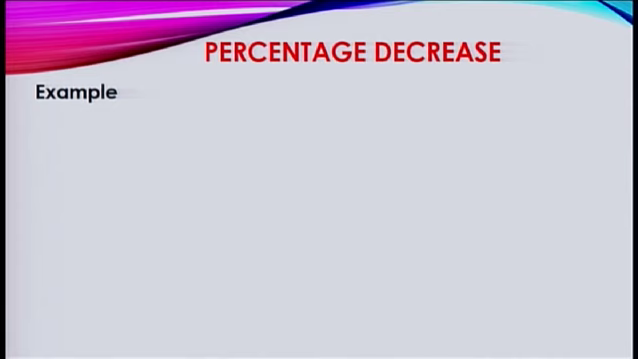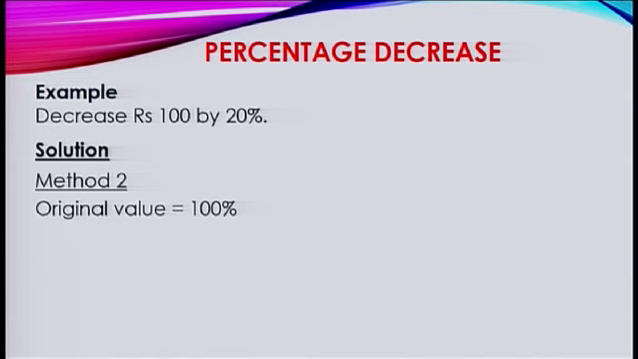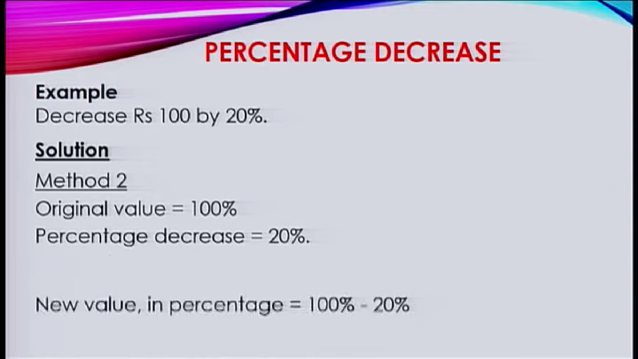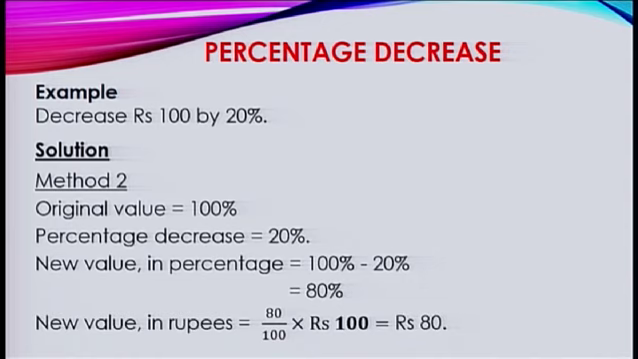Let's see another method to do it. Well, method 2. You know that the original value in terms of percentage is 100%. You know that you have a percentage decrease of 20%. So the new value in percentage will be what? Simply 100% minus 20%, which is 80%. Okay? So to find the new value in rupees, what do? It's 80 over 100 times 100. So the answer will be 80 rupees.